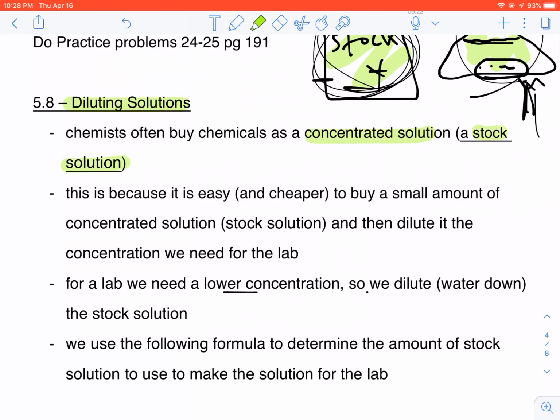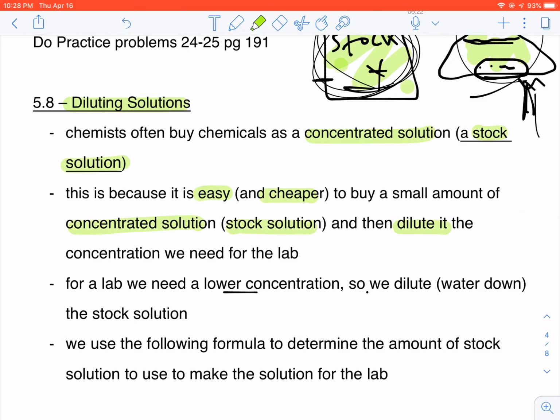Number one, it's a lot cheaper to buy a small amount of a stock solution. I don't have to have a huge storeroom for this chemical. One bottle will basically make me enough chemical for years, rather than filling my storeroom with liters and liters and liters and liters. So it's easier to buy a small amount of concentrate, and it's usually a lot cheaper to buy a small amount of concentrate. So I'm going to buy the concentrated solution or the stock solution, and then whenever I need to do a lab, I'm going to dilute it. I'm going to add it to water so that it gets to the concentration that I need.